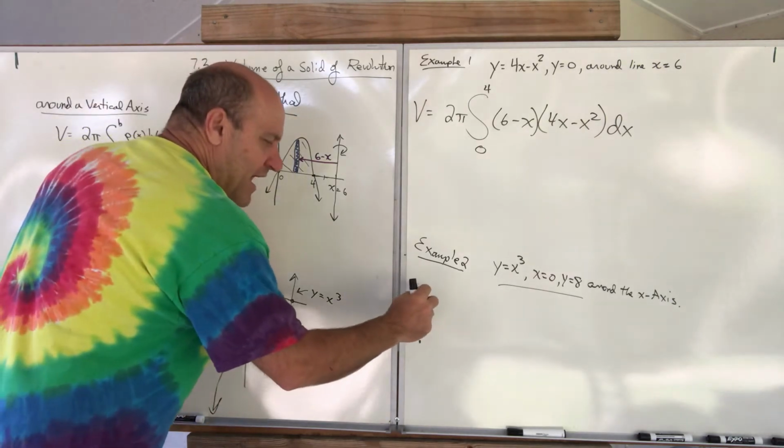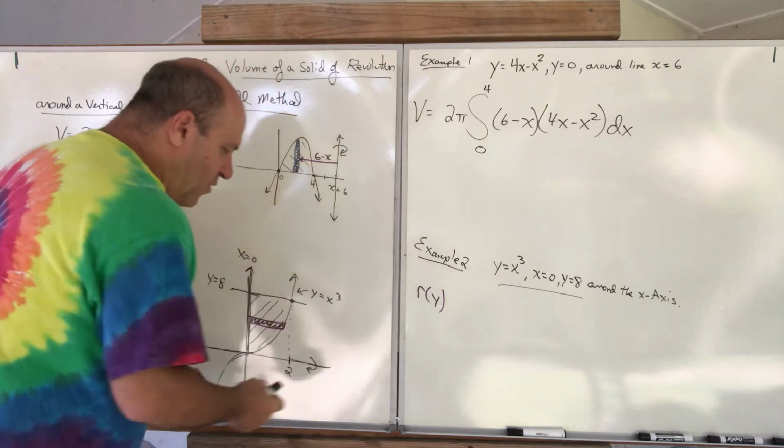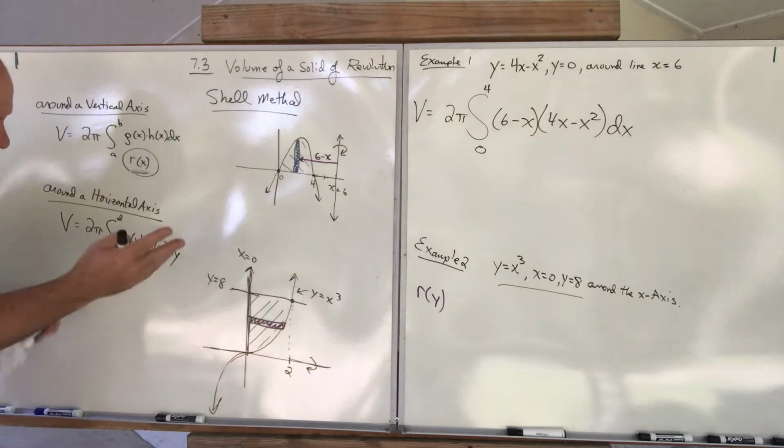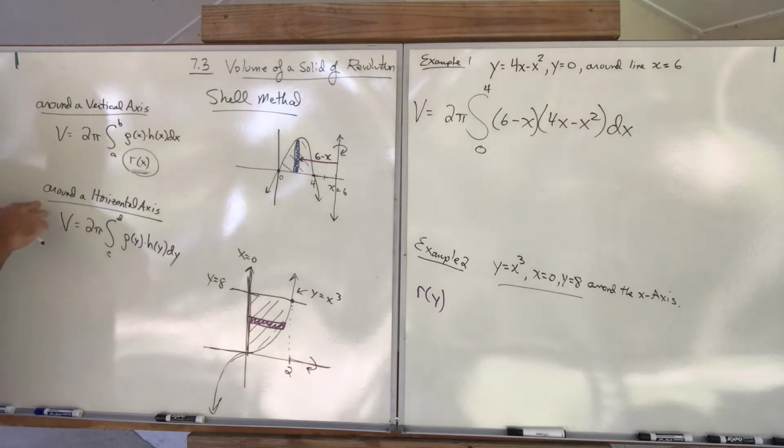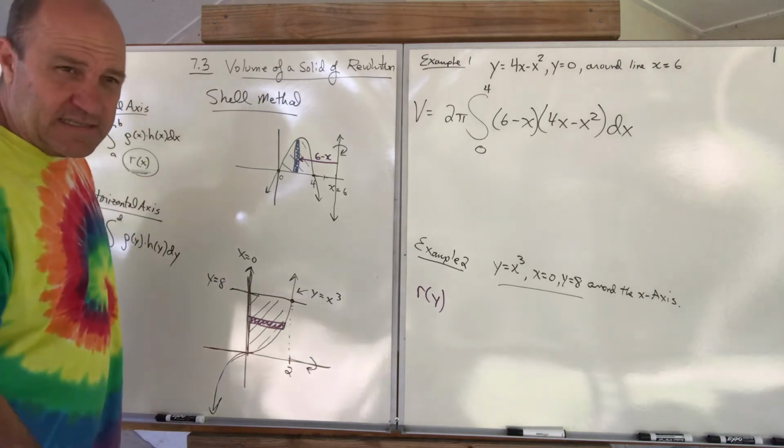I'll do it over here. I need the radius to the shell. Oh, and it's going to be in y's. How do I know it's going to be in y's? I can memorize that the shell method around a horizontal axis is in y's.